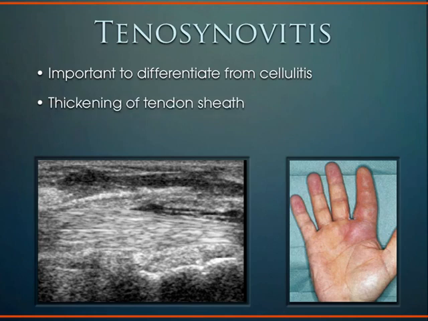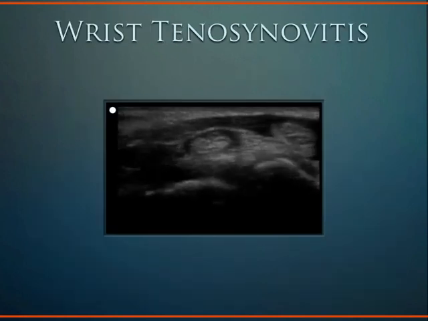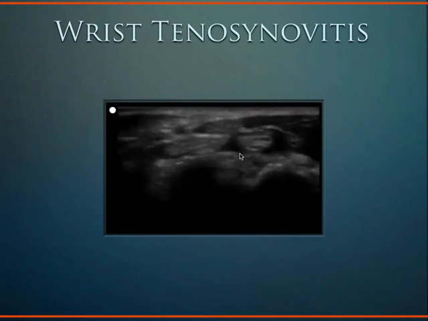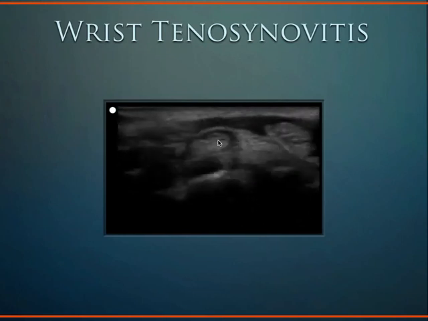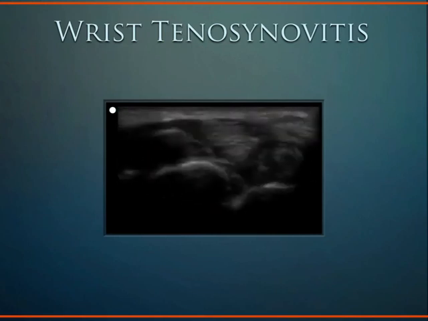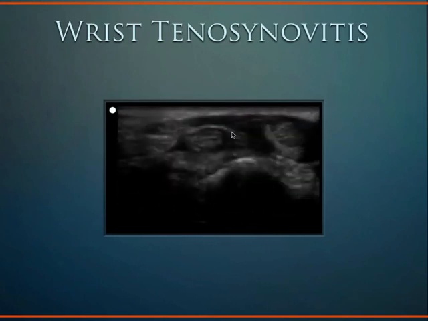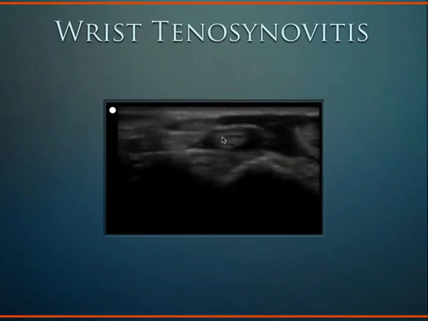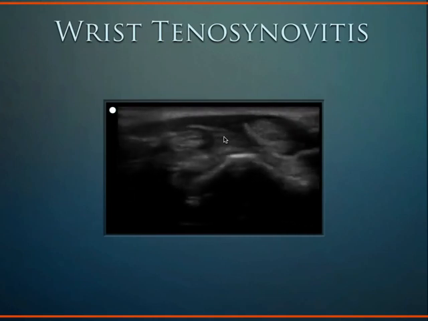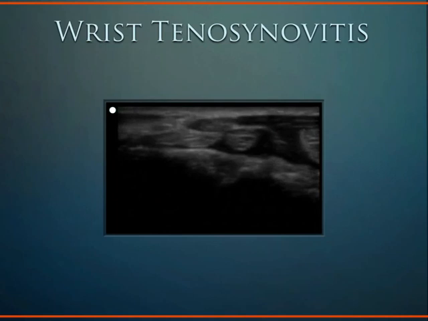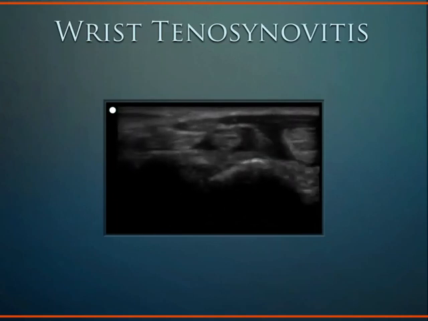cellulitis. What you see on ultrasound is thickening of the tendon sheath, and many times you see an effusion or fluid there. So this is a patient here who's got tenosynovitis of their wrist. This is the tendon, and between the tendon and the tendon sheath, we see some fluid there. When you see fluid like that, it confirms that there's thickening of that tendon sheath, and there's been this effusion or fluid collection there. This was a very easy way to confirm the diagnosis of tenosynovitis and differentiate it from cellulitis.